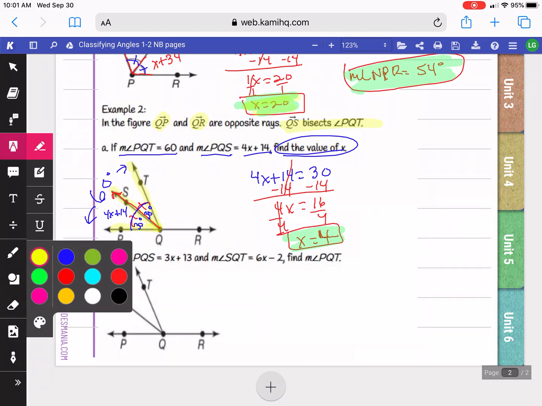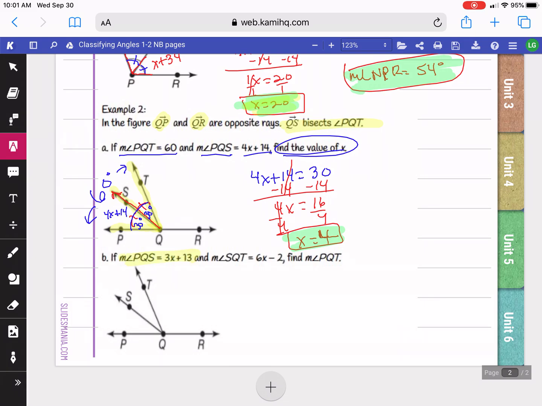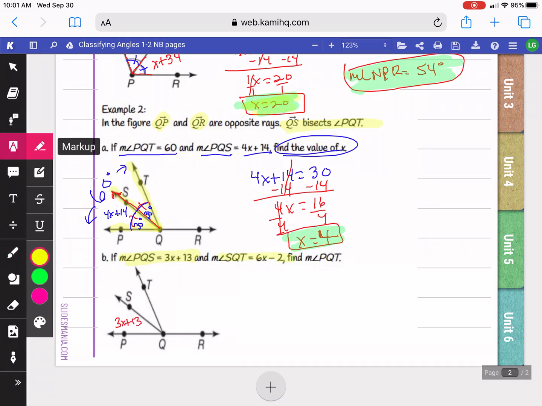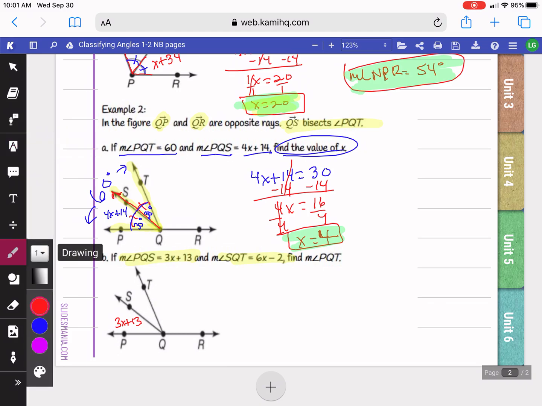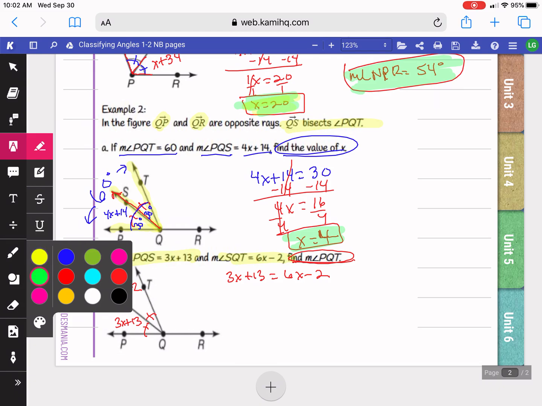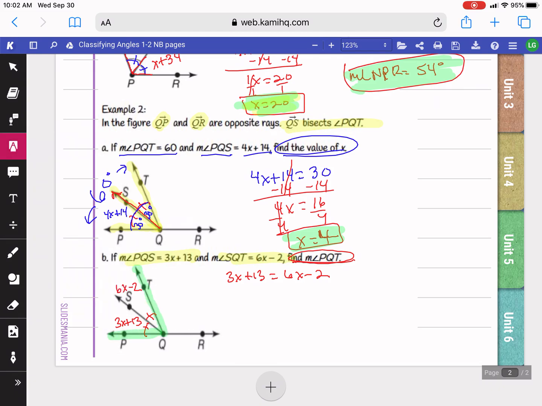Our last question here tells us that angle PQS is 3x plus 13. So let's label that. And SQT is 6x minus 2. This is the same picture that they used before. So remember, both of these angles are congruent to each other because they were bisected or cut in half. So we can already set 3x plus 13 equal to 6x minus 2. And they want us to use this to find the measure of angle PQT. PQT is that whole big angle, so I'm going to outline it here. We're going to want to find the measure of that whole angle when we're done, but we need to solve for x first.